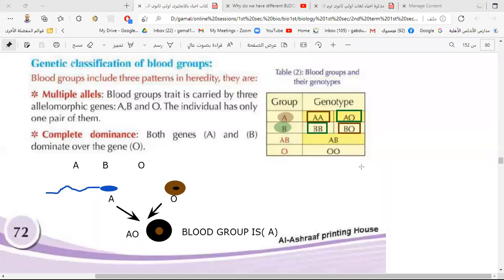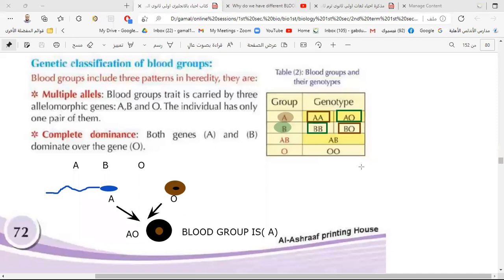So gene A is dominant over O, and gene B is dominant over O. The gene O is always recessive. If it comes with A, it cannot express itself. If it comes with B, it cannot express itself. So AO is group A, the blood group will be A. And BO, the blood group will be B.